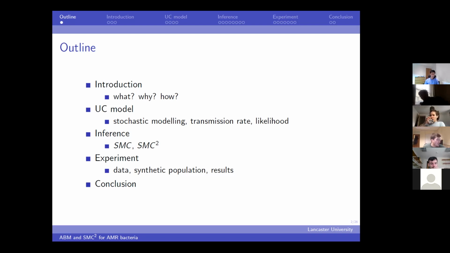Then I'll move to a section about inference, where the main algorithm for inference is this SMC². And just to introduce SMC², I will also recall SMC for completeness. After that, I will talk about the experiments, and so the kind of data that we have, which I will also introduce in the introduction. Then the synthetic population, meaning that given that these data are sparse in space, we will draw some synthetic data to sort of complete the population. And then, of course, I will conclude with some results and with a brief discussion.